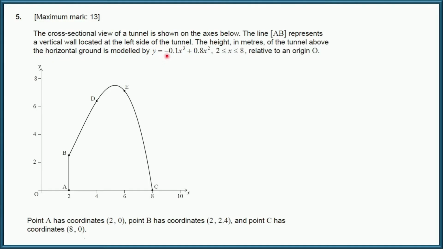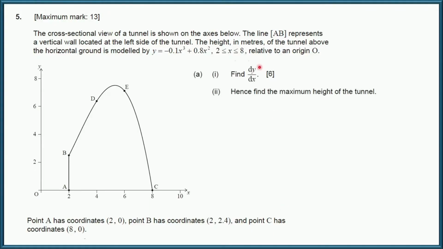y equals negative 0.01x cubed plus 0.8x squared, for x between 2 and 8, relative to an origin O. It says point A has the coordinates (2, 0), point B is (2, 2.4), and point C has the coordinates (8, 0). So that's 2.4 right there. That's interesting, because I didn't see that earlier. All right, no big deal.